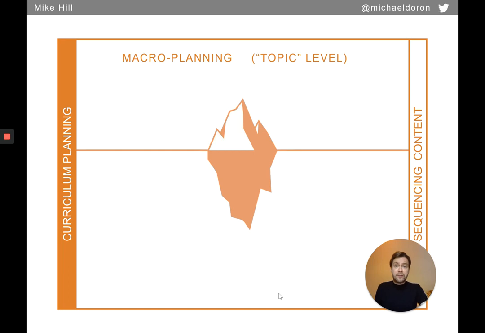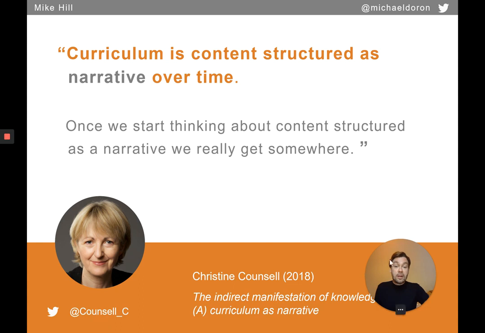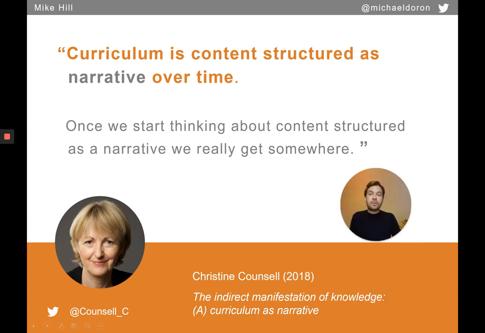And a metaphor that I found really helpful in helping me think about the curriculum comes from a blog: the curriculum as content structured as narrative over time. Curriculum is content structured as narrative. Once we start thinking that way, we really start to get going. And I found it really helpful because it gave me not just an idea of what the curriculum could look like, but also what it could feel like to my students and to me as a teacher.